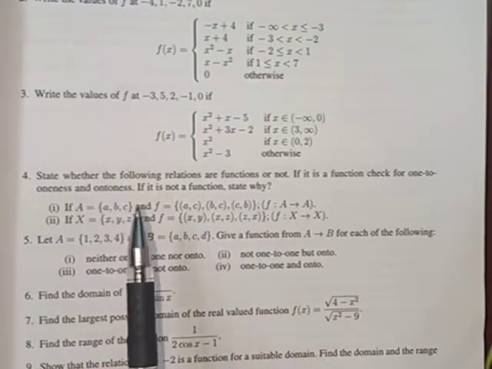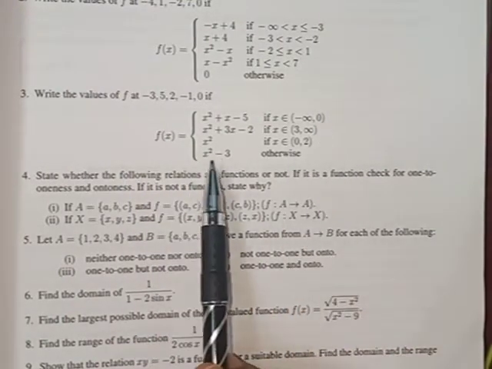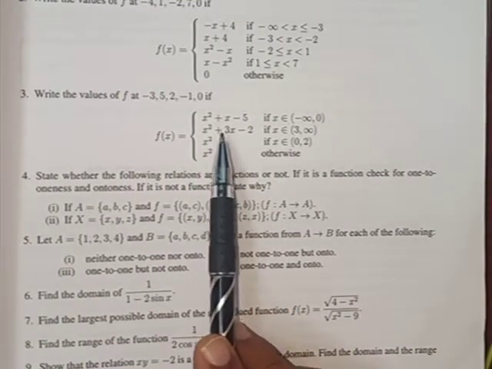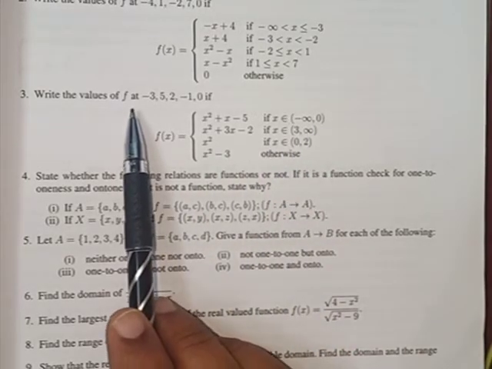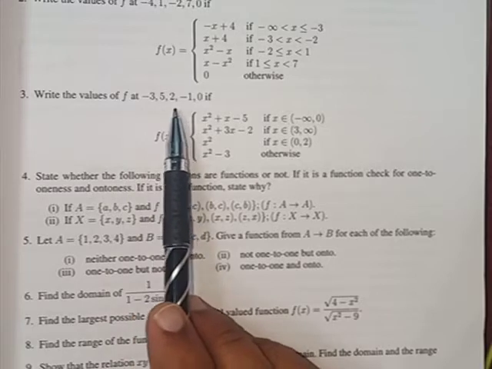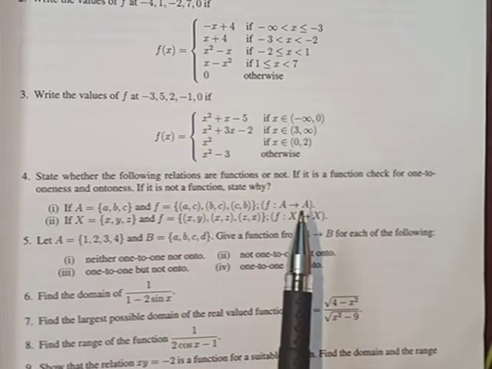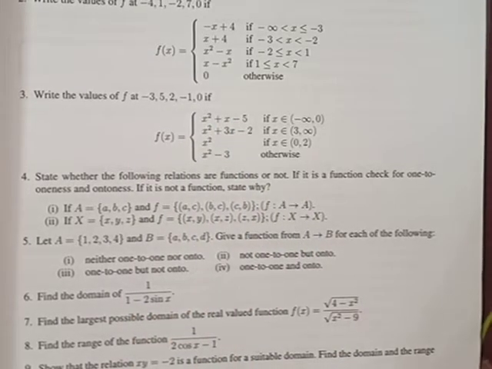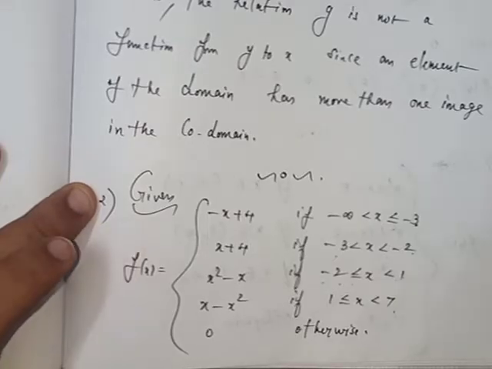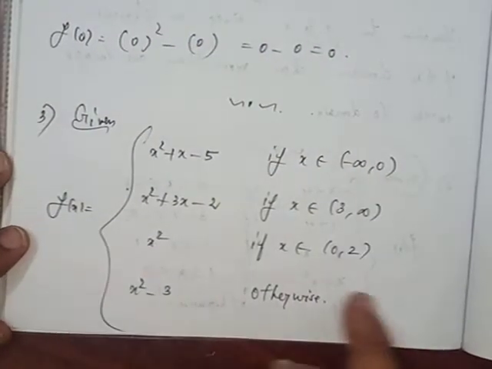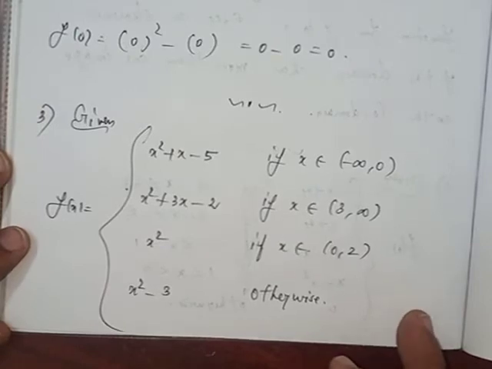Now problem number 3. You are given f of x, different f of x in different intervals. You are asked to find f at minus 3, 5, 2, minus 1 and 0. So here is the question, the third question.